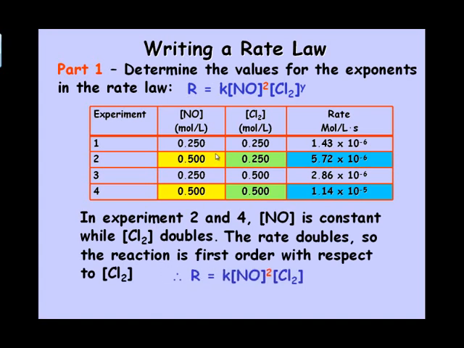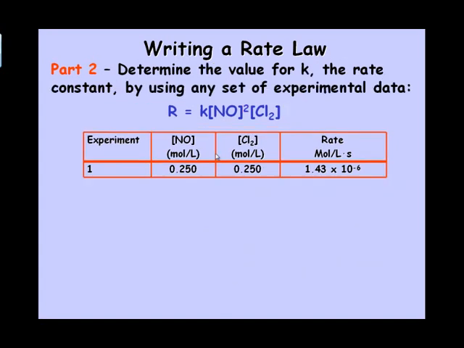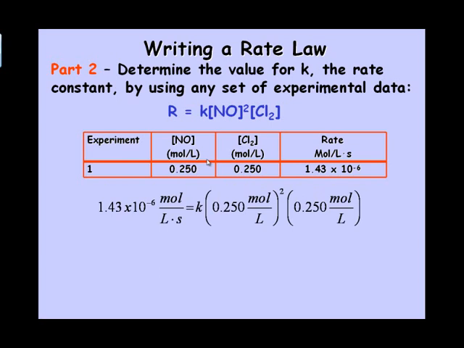Now, once you have the rate law written, and you'll see it there at the bottom, rate equals K NO quantity squared Cl2 to the first power, then the next step is to determine the rate constant. And that's the K value that we're looking for. And literally you just do this through substitution. So you take one of the experiments and you substitute in the rate, the 1.43 times 10 to the negative 6th for R. The K is what we're looking for.